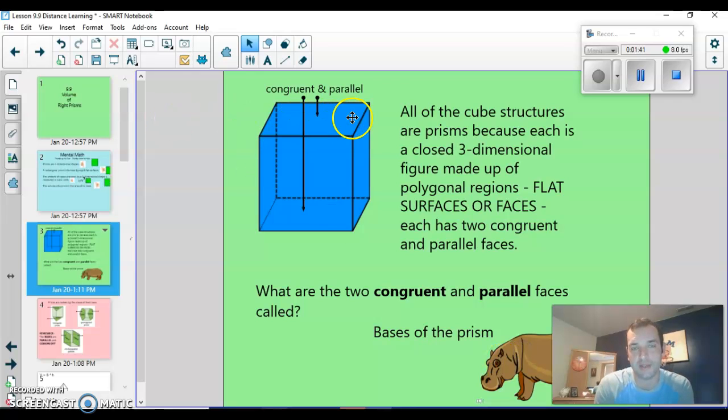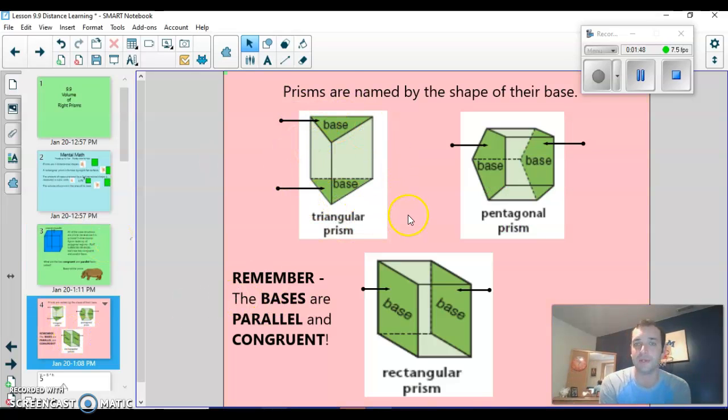We're going to be taking a look at this because our shapes, the bottom and the top, are going to be the same. Let's take a look at these pictures right here. We have a triangular prism, pentagonal prism, and a rectangular prism. It's called the triangular prism because the bases are both triangles. As you can see, the bottom and the top are exactly the same. Same thing with the pentagonal prism and a rectangular prism.